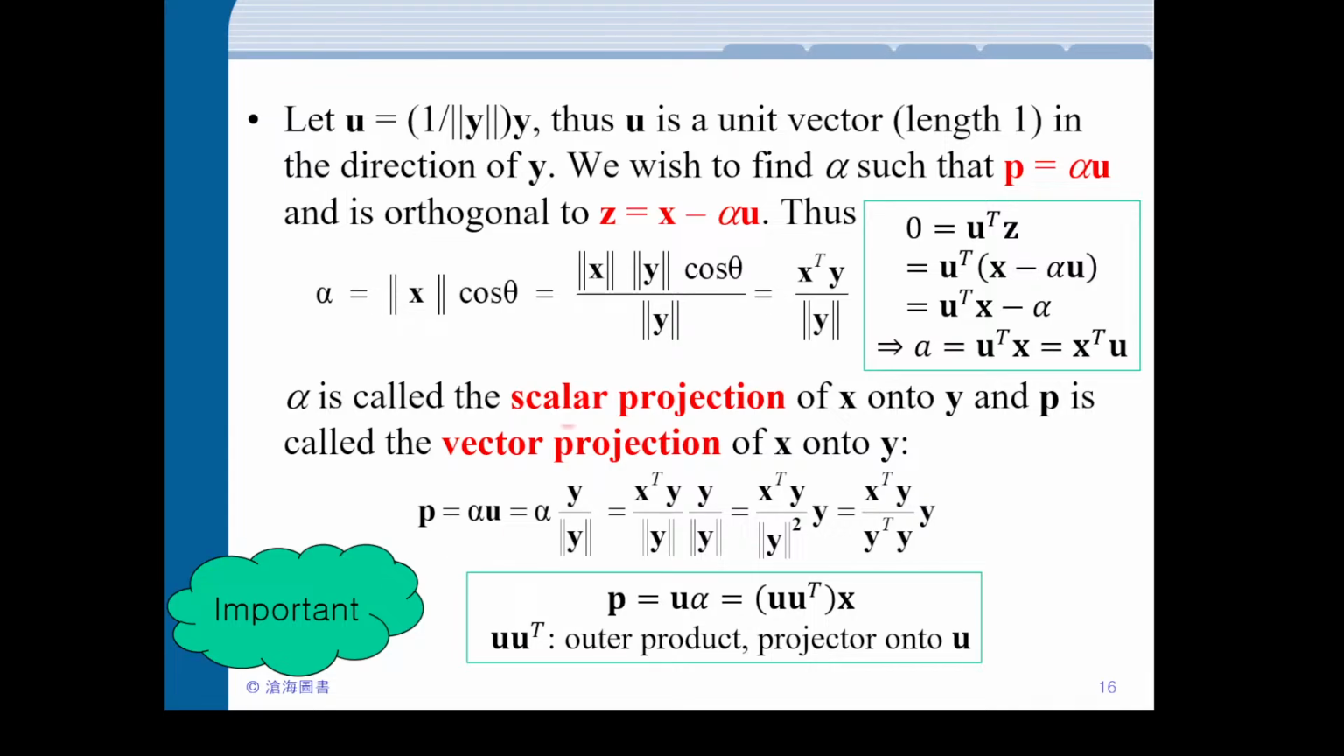So alpha equals length of x times cosine theta, and now we try to write things in terms of inner product. We just multiply the upper side and lower side both by the length of y. Then we have the length of x times the length of y times cosine theta, which we know is x inner product with y, divided by the length of y. So this is the geometric derivation. If you want a more algebraic derivation, we can do it here.